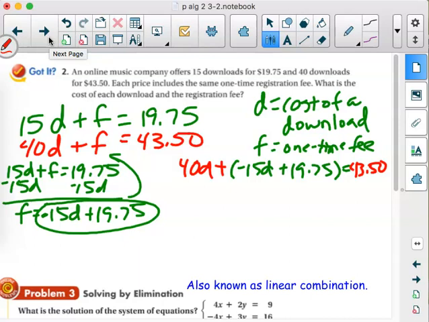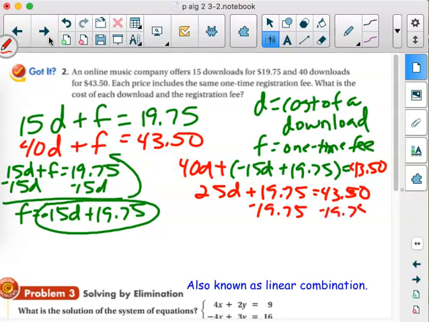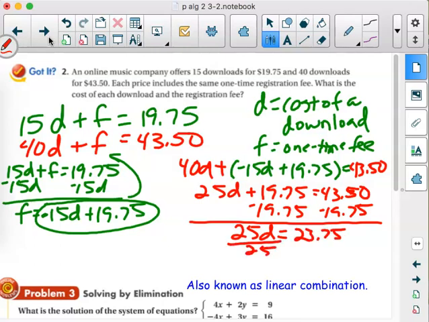And yeah, I can hear the calculators already, because this is not going to be as nice as the other ones that we had. So 40 minus 15D is 25D plus $19.75 equals $43.50. Subtract the $19.75. 25D equals $23.25. Oh, thank you. Oh, that's right. Add it, not subtract it. And divide by 25. Each download costs just under $1, right? 95 cents.